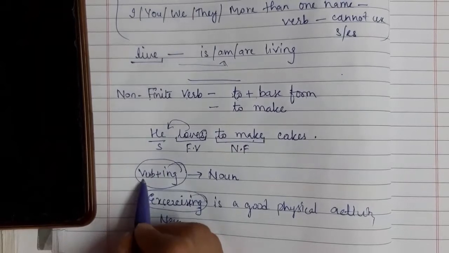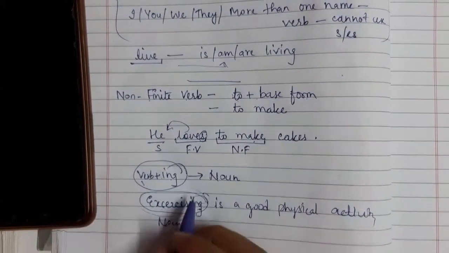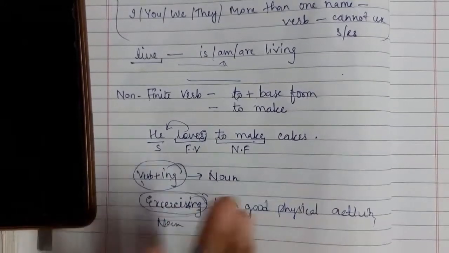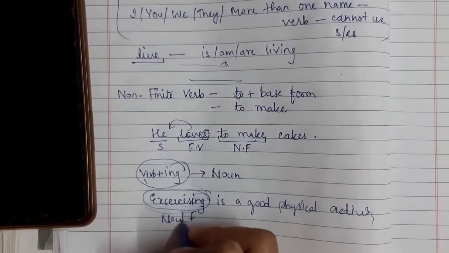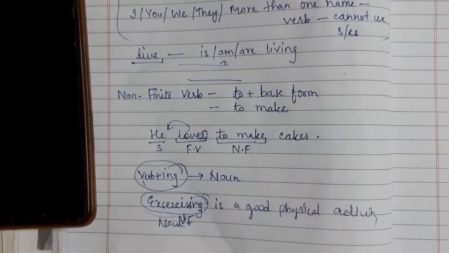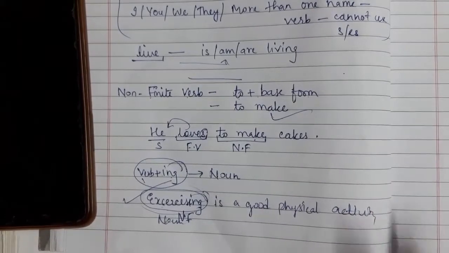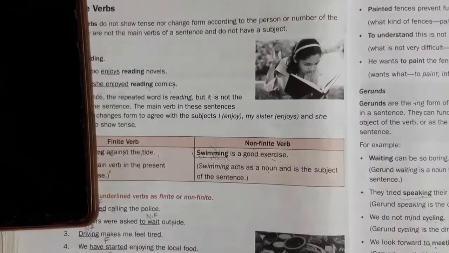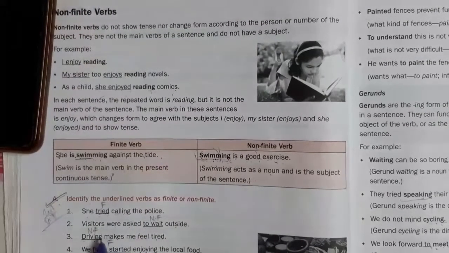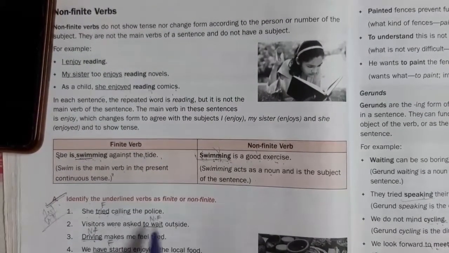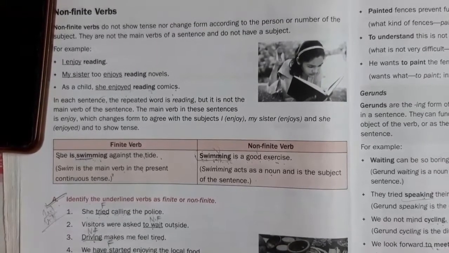When the verb plus ing is written as a subject, it means it is not working as a verb, it is working as a noun. And if it is not working as a verb, it means it is a non-finite verb. So these two things you have to keep in mind, and on the basis of these two things your answer is: this one is non-finite, this one is also non-finite, and this one is also non-finite. So this is about non-finite verb.